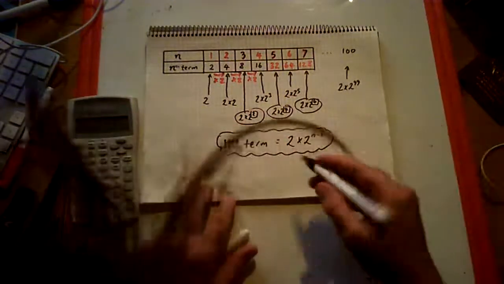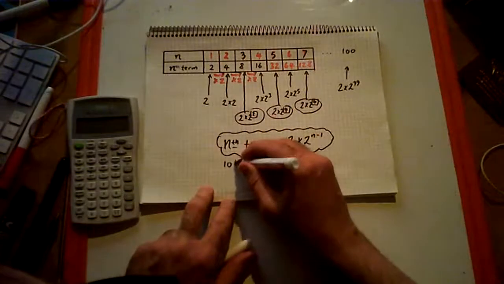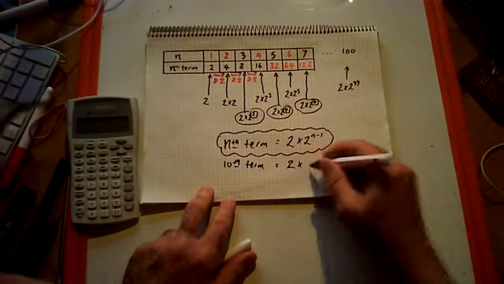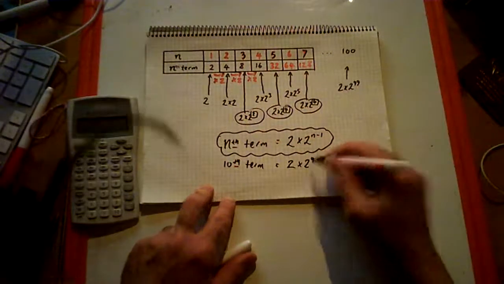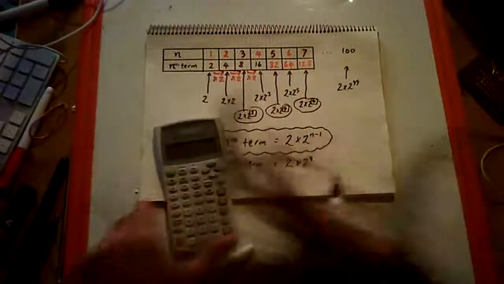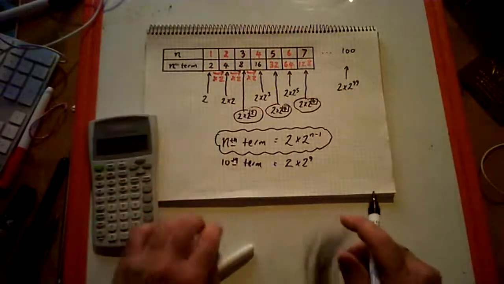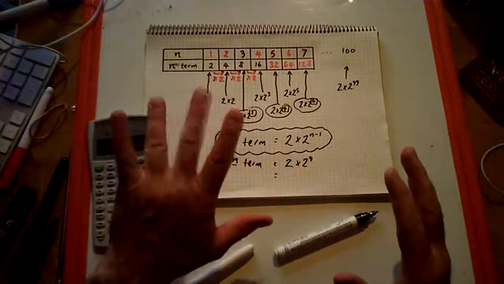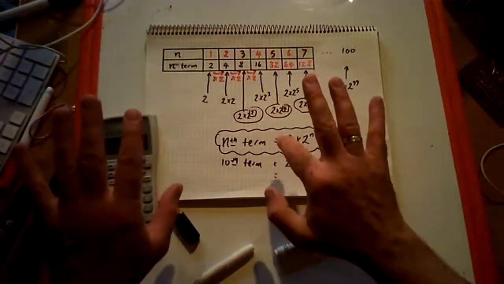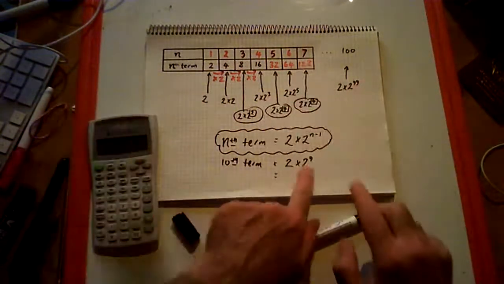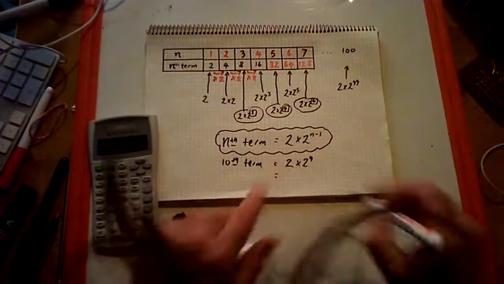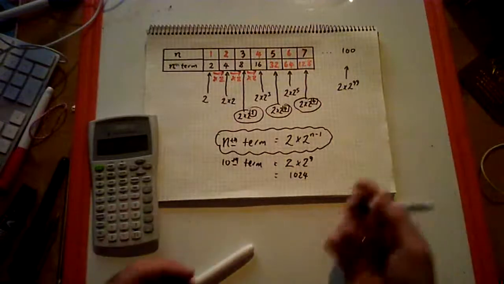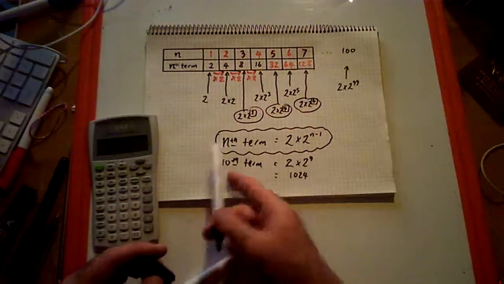So for example, if I wanted the 10th term, that would be 2 times 2 to the power of 9. And that's something I could relatively easily work out on my calculator. Easily. I can do that on my fingers actually. 2, 4, 8, 16, 32, 64, 128, 256, 512 for that bit, and then times 2 is 1024. So I didn't have to work out the previous 9 terms to get the 10th term.